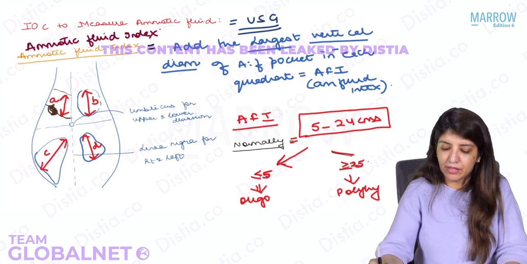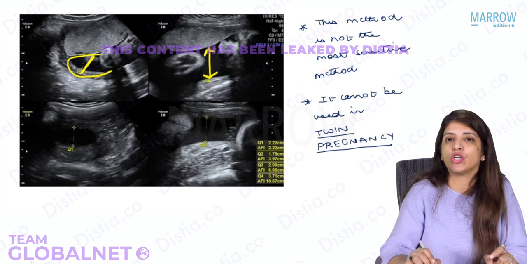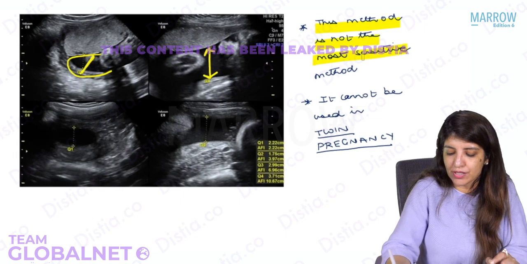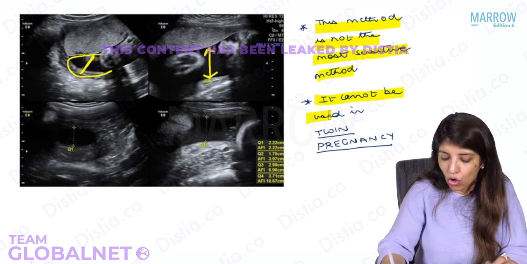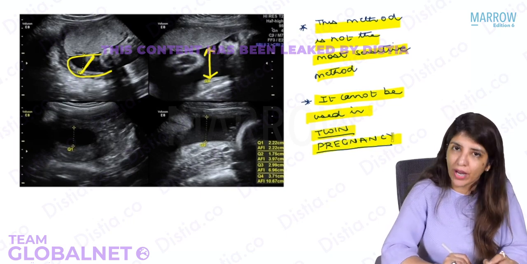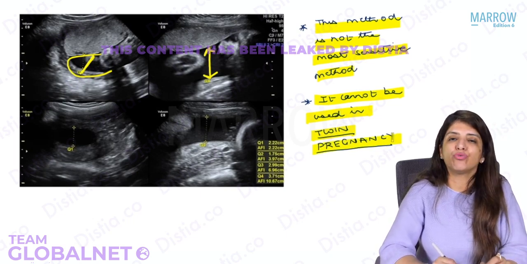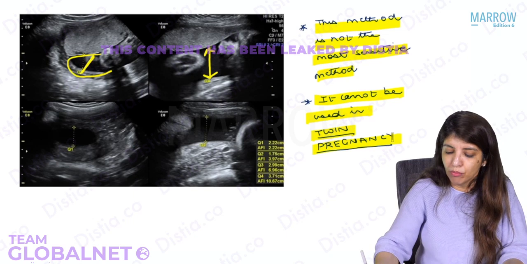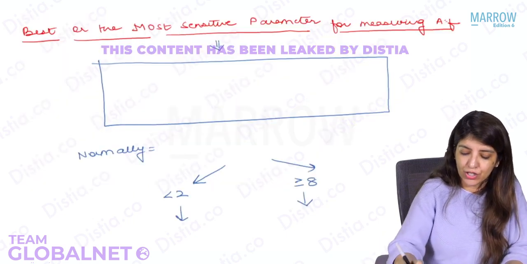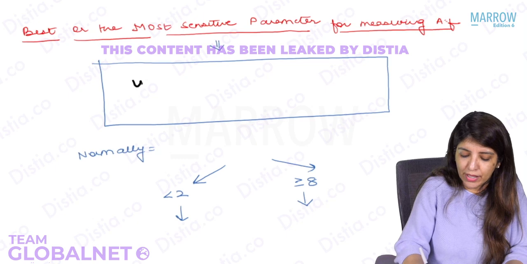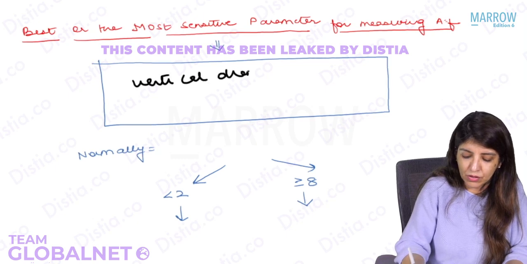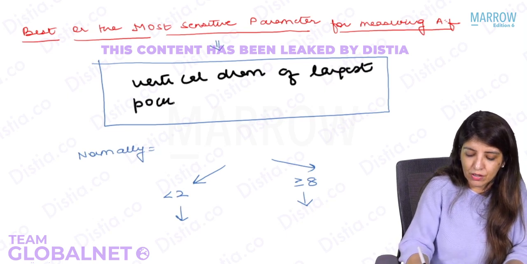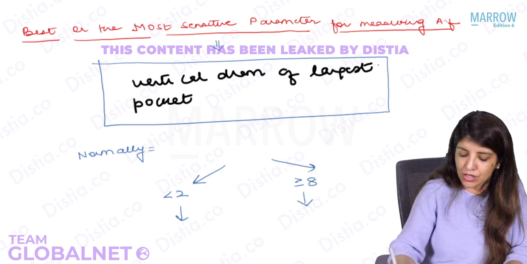Now, please remember, this method of reporting amniotic fluid in the form of amniotic fluid index is not the most sensitive method. This method cannot be used in twin pregnancies. Right? So then how am I going to estimate amniotic fluid in a twin pregnancy, and what is the most sensitive method? The most sensitive method is you measure the vertical diameter of the largest single pocket.